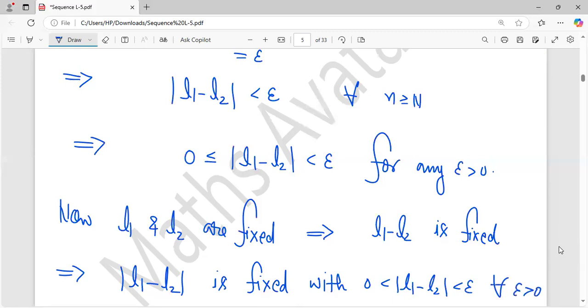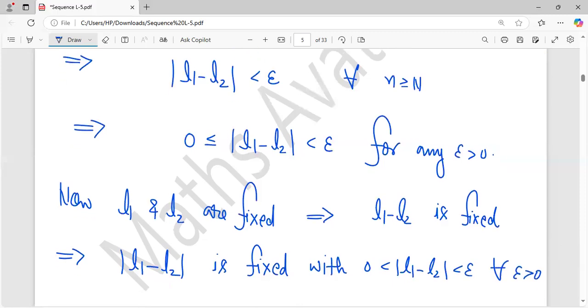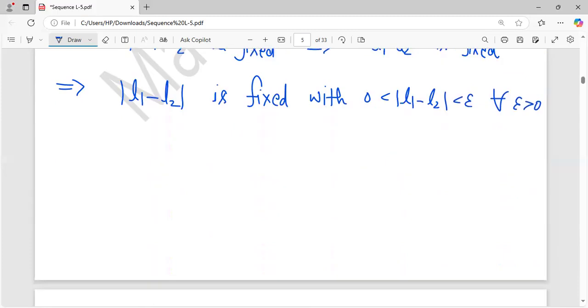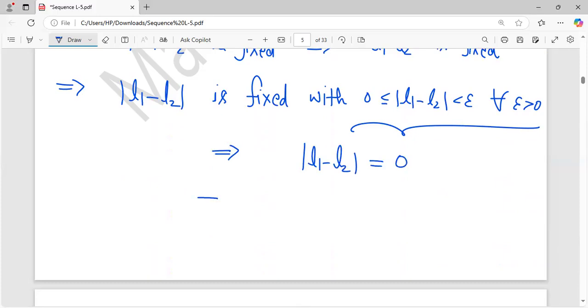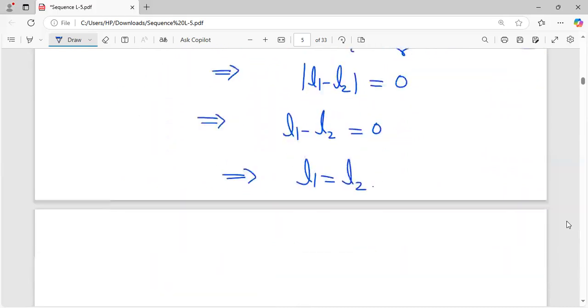Now what is the meaning of this? Because this is true for any epsilon, we take epsilon as small as we like. So what does it mean? It is possible only when this quantity is 0, otherwise not possible. So the inside thing will be 0. This implies L1 equals L2. Therefore, the limit of a convergent sequence is unique.